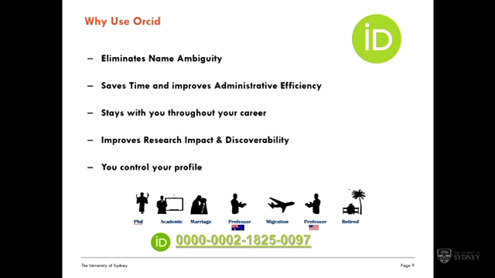Having a unique research identity is also an important step in improving your research impact, as it makes your research output easier to identify. Attaching the same unique identity to all your work ensures that all of your works can be found when others search for your research output.